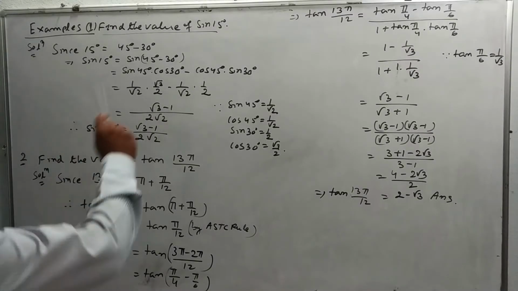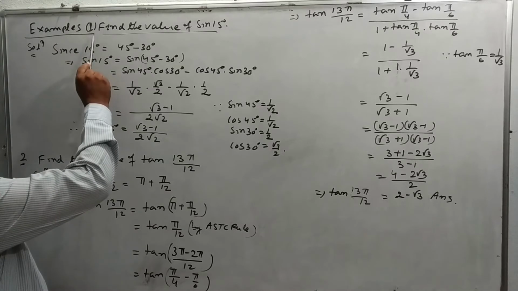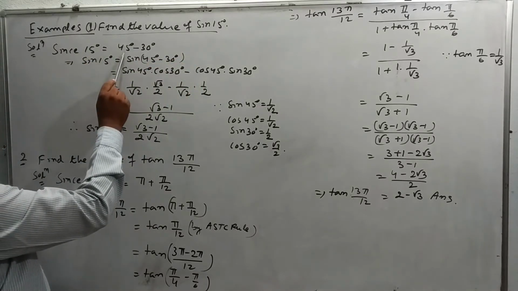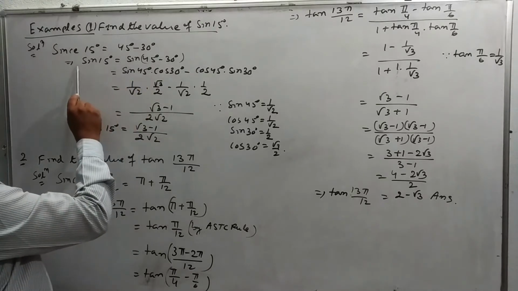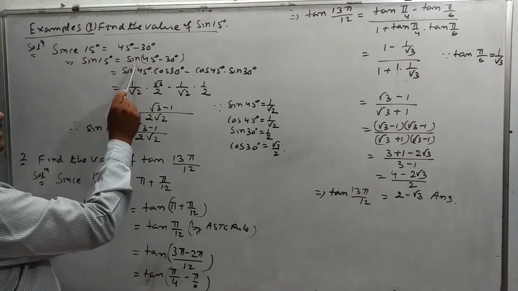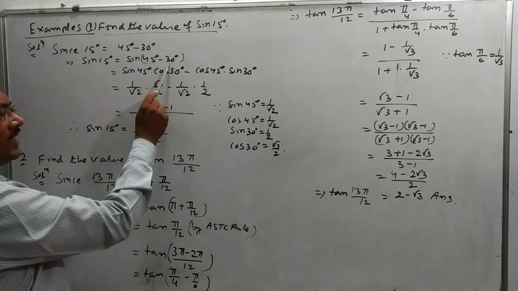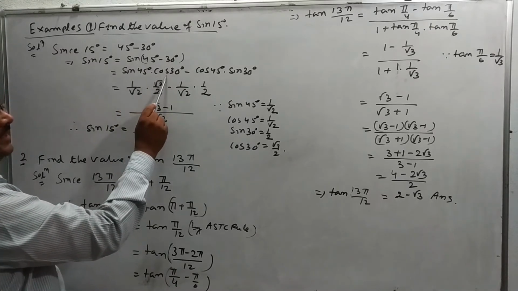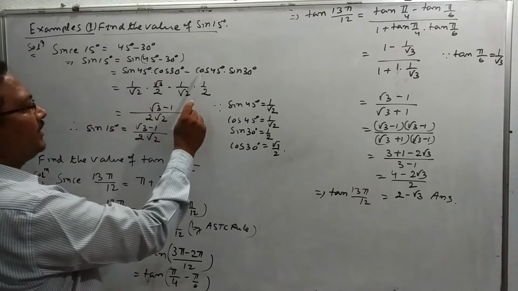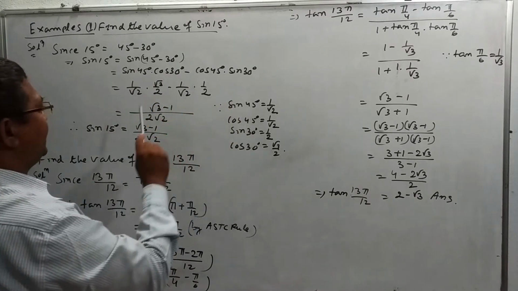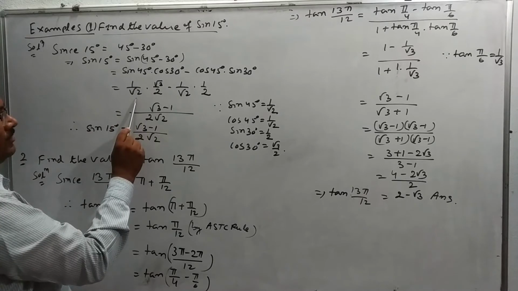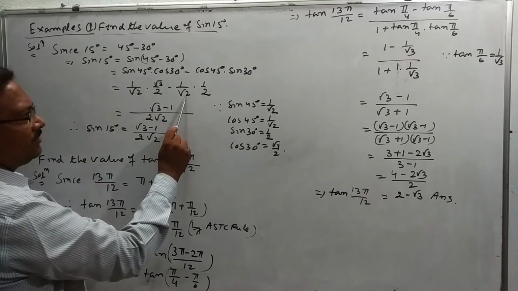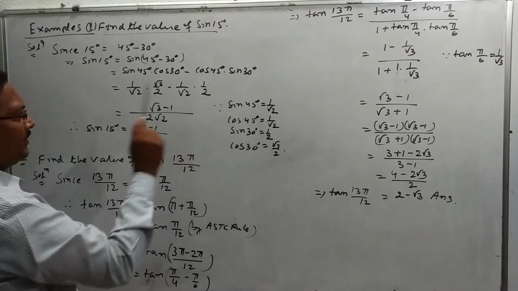Now come to examples. First example, find the value of sin 15 degrees. Since 15 degrees equals 45 degrees minus 30 degrees, sin 15 degrees equals sin (45 degrees minus 30 degrees). Putting in the sin(A minus B) formula: sin 45 degrees cos 30 degrees minus cos 45 degrees sin 30 degrees, equal to 1 by root 2 times root 3 by 2 (cos 30), minus cos 45, that is 1 by root 2, times sin 30, half.